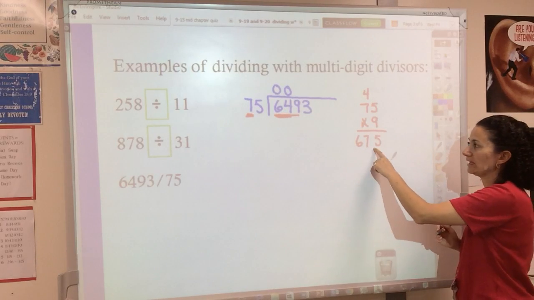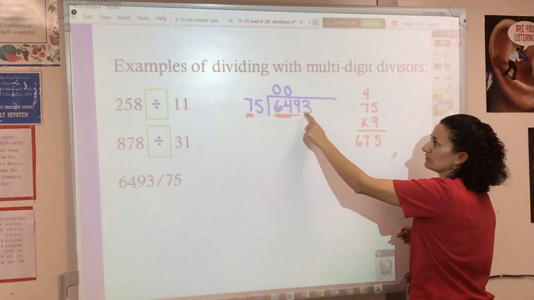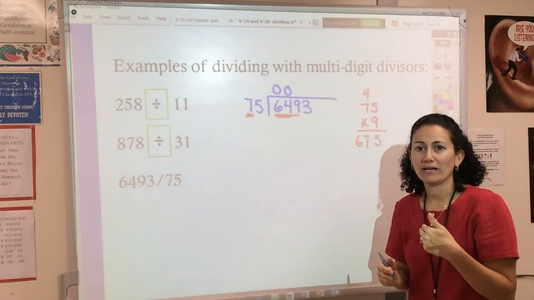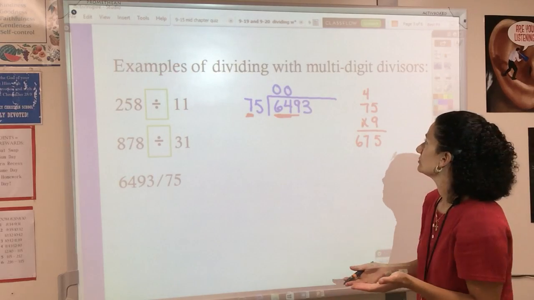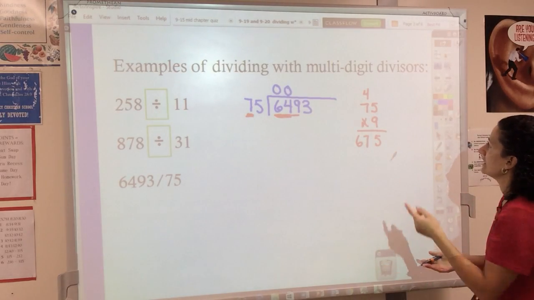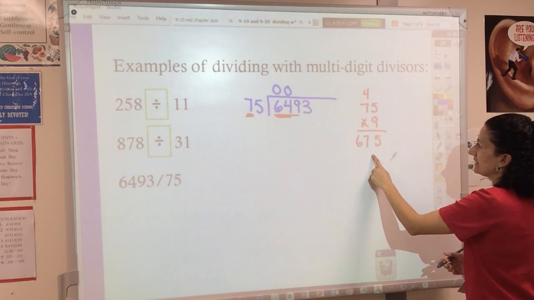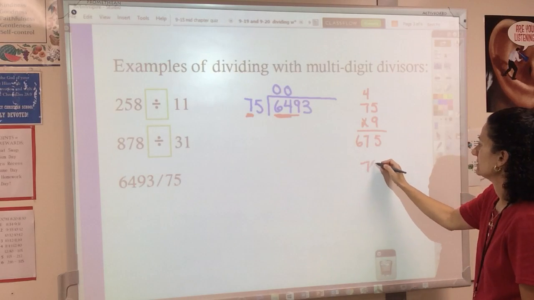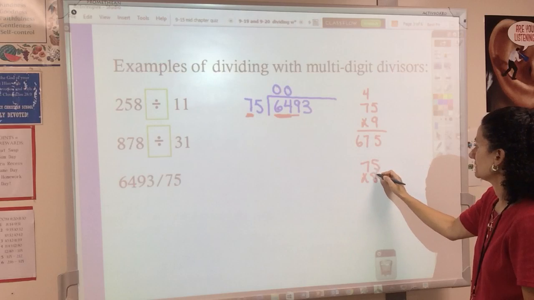Ah, look at what happened. This number is a little bit bigger than this, but I'm in the ballpark, right? I'm close. So what do I need to do now? If 9 times was too big, I should try 8 times. I'm going to try 75 times 8.